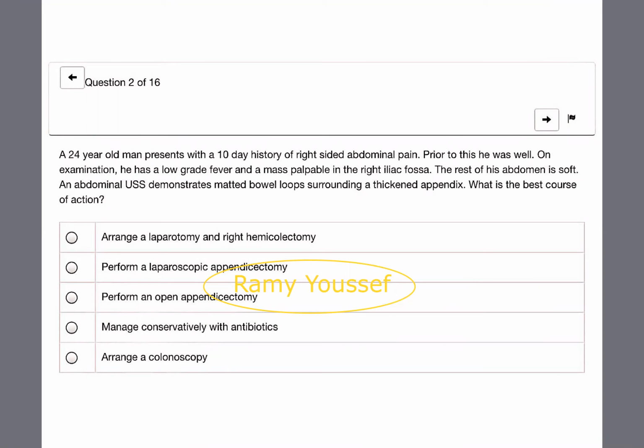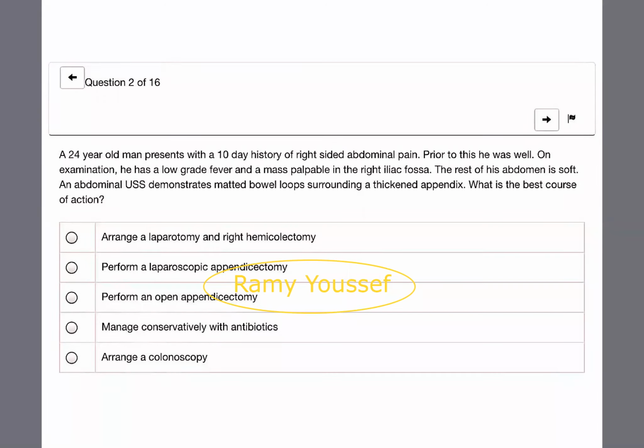24 years old, presented with a 10-day history of right side abdominal pain. Prior to this, he was well. On examination, he had a low-grade fever and a mass palpable in the right iliac fossa. The rest of his abdomen is soft, and the abdominal ultrasound demonstrated a matted bowel loop surrounding the thick appendix. What is the best course of action? So it is appendicular mass. Arrange laparotomy and right hemicolectomy. Perform laparoscopic appendicectomy. Perform open appendicectomy. Manage conservatively with antibiotics. Arrange for colonoscopy.